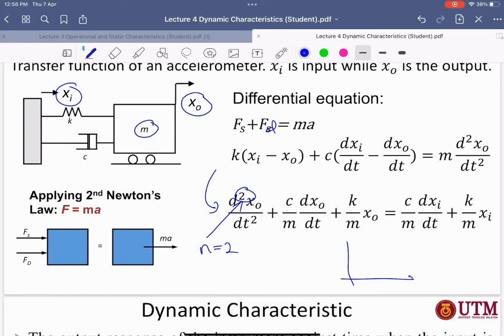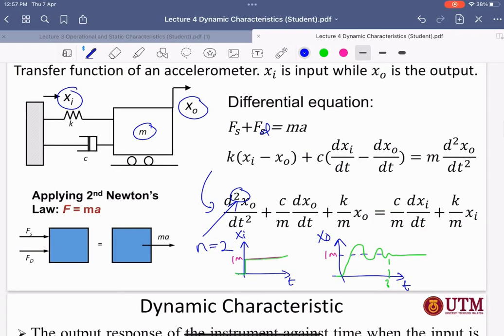So the output is S naught, right? Second order means that when you set the input xi, I set it to move 1 meter, so the output should also move 1 meter. But the response will be like this: we push it 1 meter, but at the output, I overshoot a little bit, and then it takes time to settle at 1 meter. This is the time that we want to know in order to get 1 meter. So this is what the dynamic response is about.